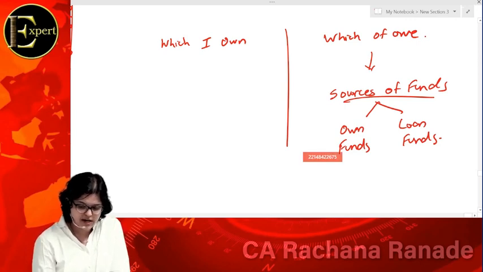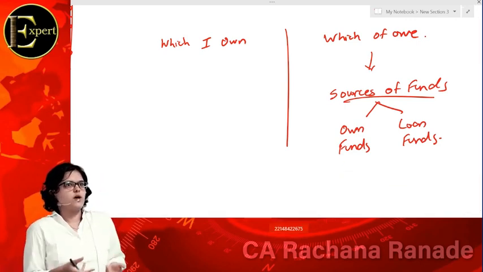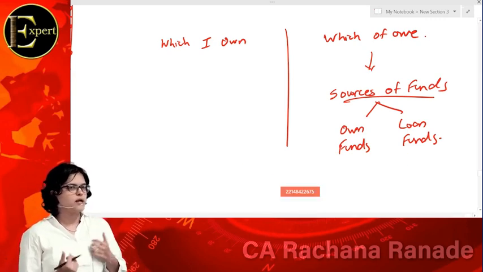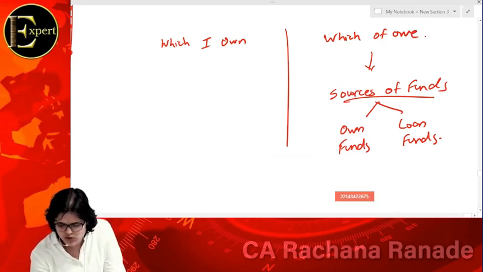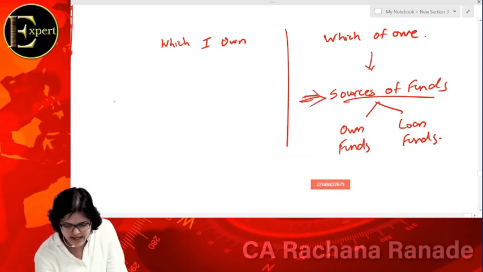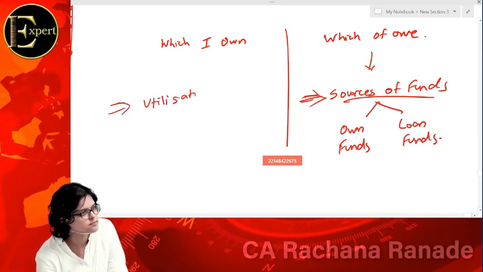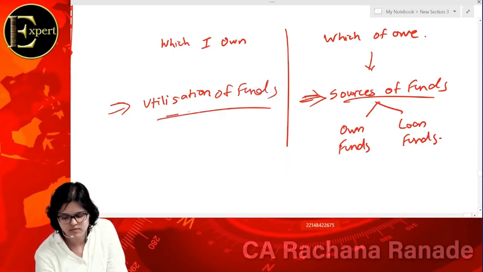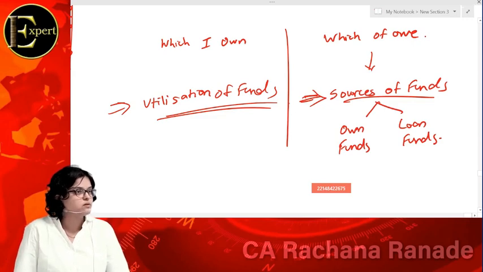And whatever I own. Why will I own something? Because I've bought something, that is why I own something. Furniture I bought, that is why it is mine, I own it. Land I bought, that is why it is mine. Okay, like this is sources of funds, I may say that assets is nothing but utilization of funds. Utilization of funds. And my sources and my utilization has to match.